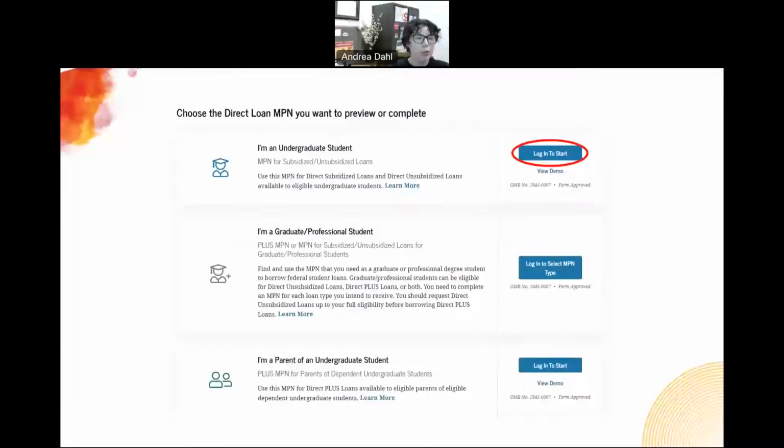Similar to the entrance counseling, there are a couple of options to select depending on your grade level. If you are an incoming freshman, you'll want to select I'm an undergraduate student, but there are options for graduate and professional students, and parent and graduate PLUS loans are required to complete a master promissory note as well. But go ahead and click start to continue.